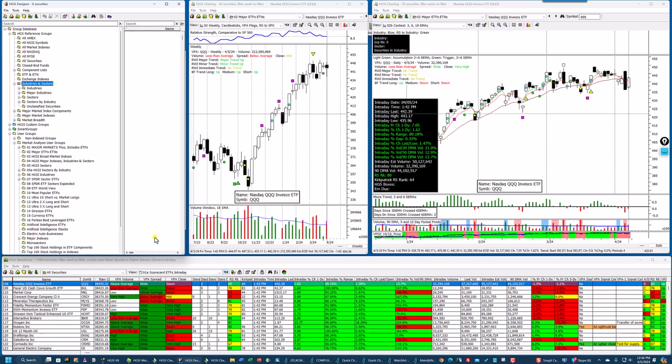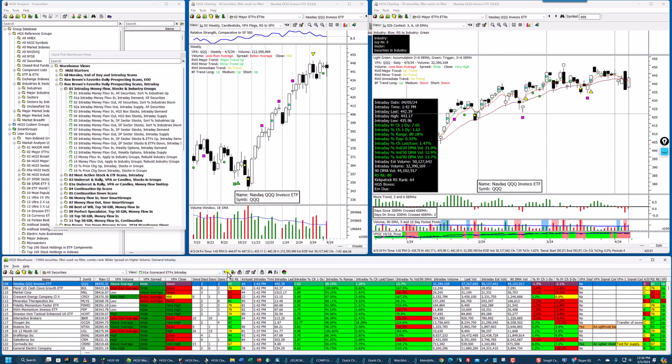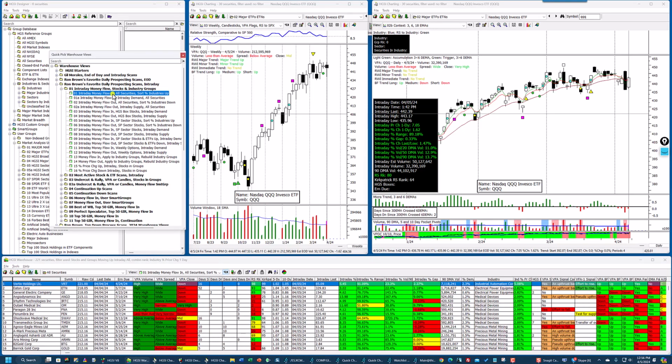Okay, everything's updated. You can see I'm still in the scorecard ETFs, but when I bring that quick pick back to the front here, I'm going to go into the intraday money flow, and you can see that it shows up here. This raw combo sorts on the industry percentage price change 1 day.